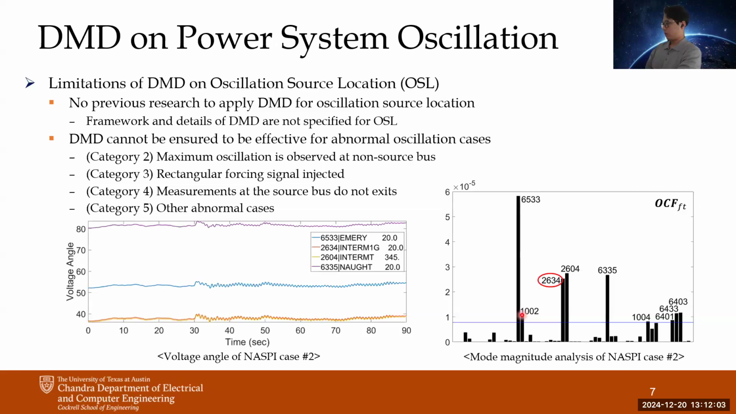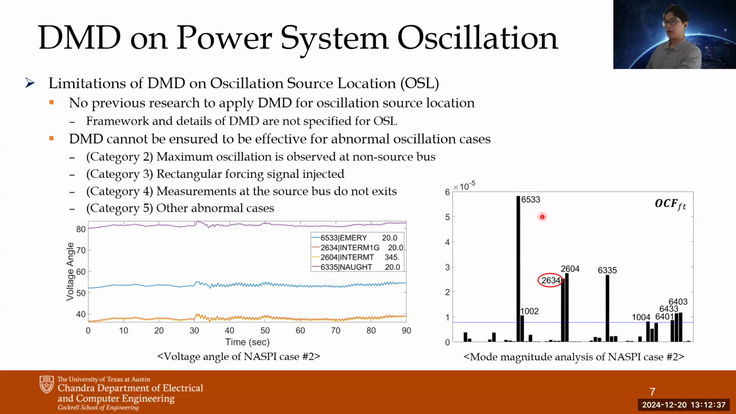But we found out that there was no previous research using this DMD, especially for oscillation source location. And we think there's a definite reason why we couldn't use this DMD for the source location problem: DMD cannot be ensured to give effective and accurate results for abnormal oscillation cases. And we divided these abnormal oscillation cases into four categories, as below.